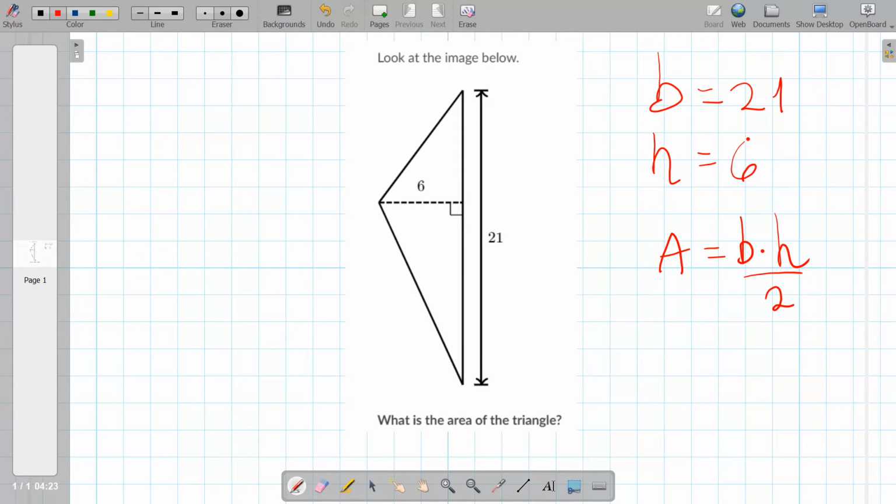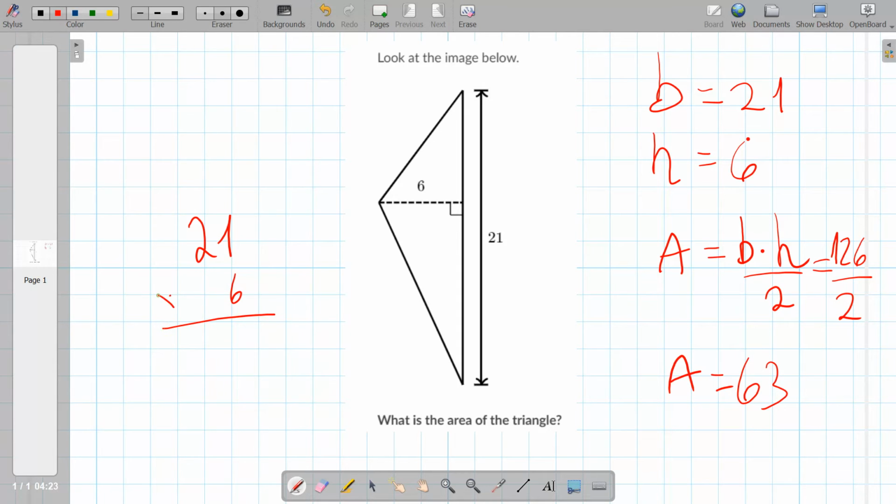So in this case, the base is 21. I need to multiply it by 6. So 20 by 6 is 120. 20 times 6, 120 plus 6, so 126 divided by 2. So the area is 63. Okay, let me just verify.